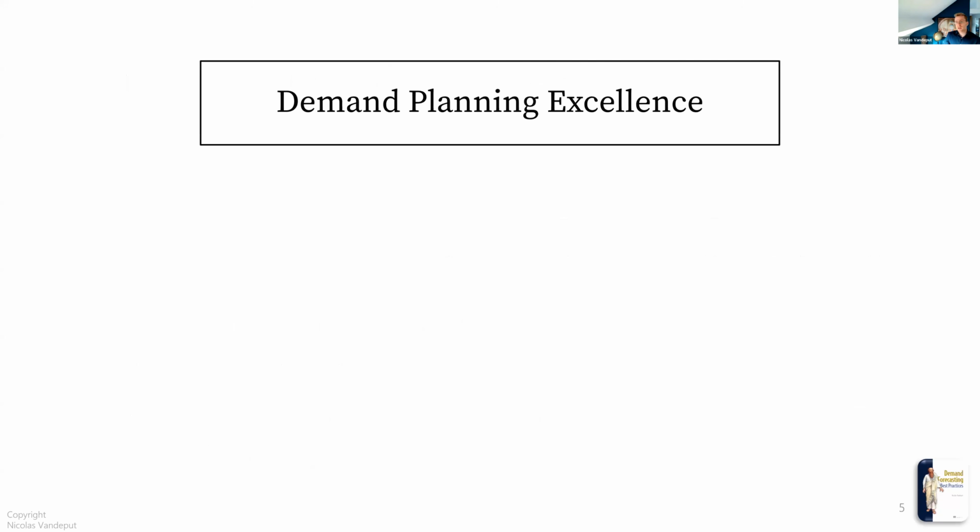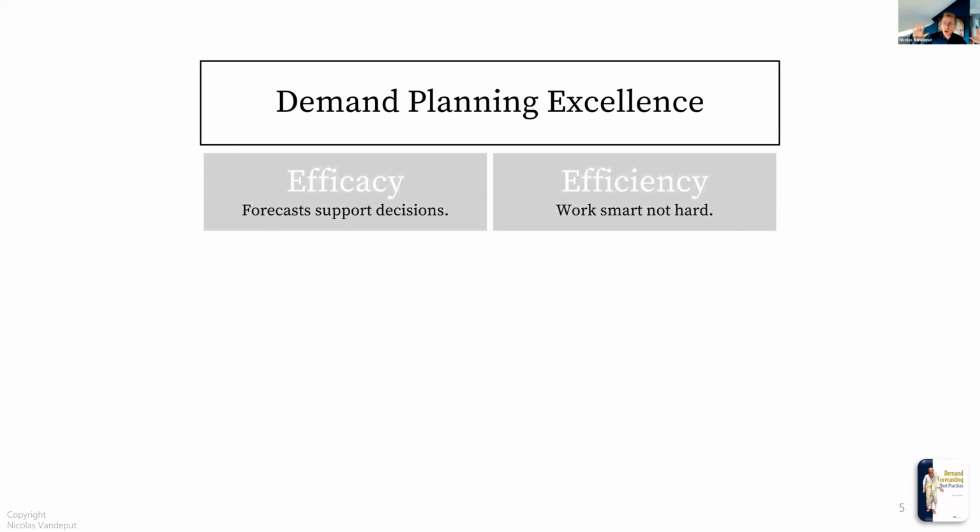Now, there is a concept that's very important for me. It's demand planning excellence. You could just read this as forecasting in supply chain excellence. It relies on two things. First thing, we want to have forecasts that support decisions. Some people would say we want to have accurate forecasts, but for me, accuracy is kind of a byproduct of the forecast being useful.